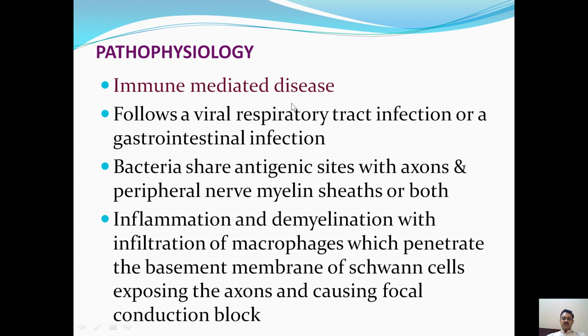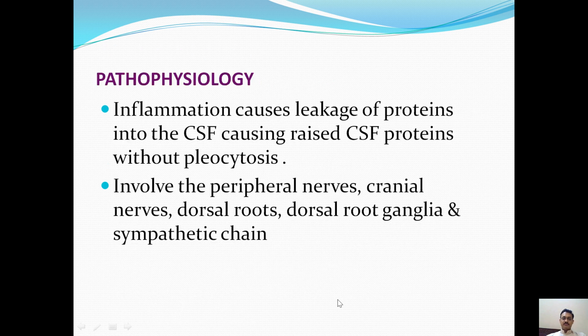This is an immune-mediated disease. It follows a viral respiratory tract infection or a gastrointestinal infection. Bacteria share antigenic sites with the axons, and when an immune response is mounted against those antigens, that immune response also damages the peripheral nerves and specifically the myelin sheath. There is inflammation and demyelination with infiltration of macrophages, which penetrate the basement membrane of the Schwann cells and expose the axons and cause a focal demyelination or conduction block.